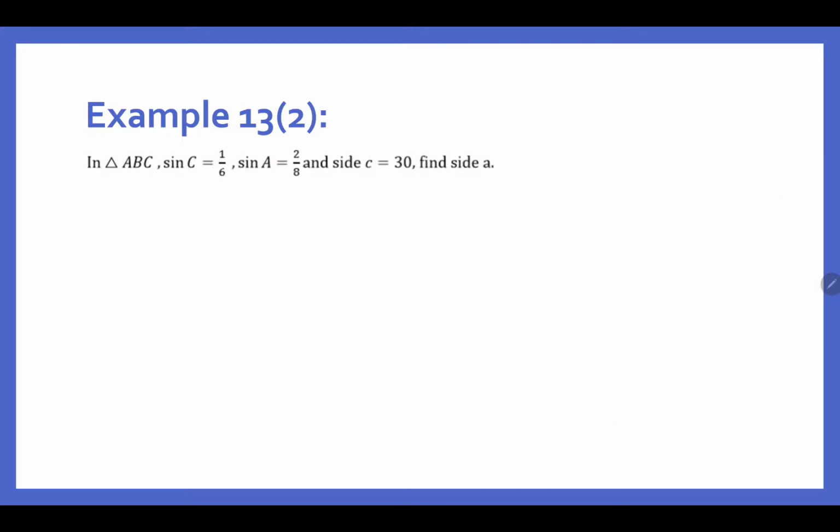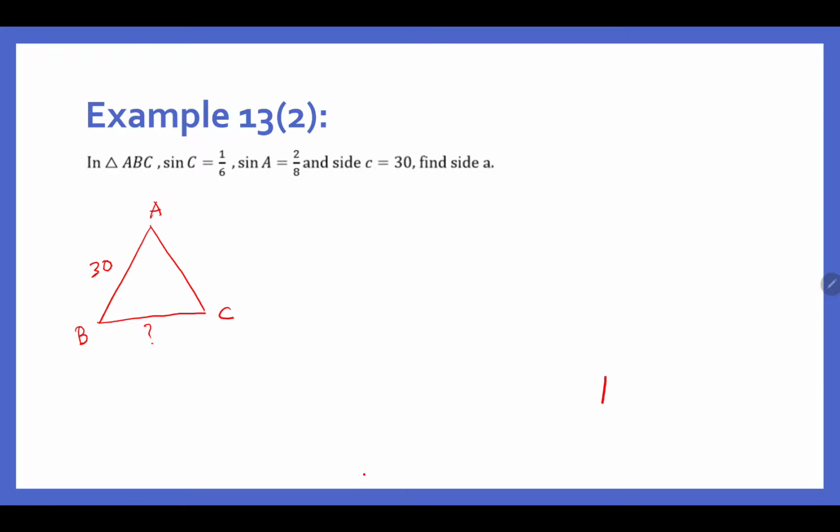Number 2, in triangle ABC, so meaning that we have a triangle ABC here, sin C equals 1 over 6. So kita tak tahu sudut C ni berapa, tapi sin untuk sudut C adalah 1/6. And then sin A equals 2 over 8, and side c is right here, 30. Okay, find side a. Side a yang mana? Nak cari dekat sini berapa?